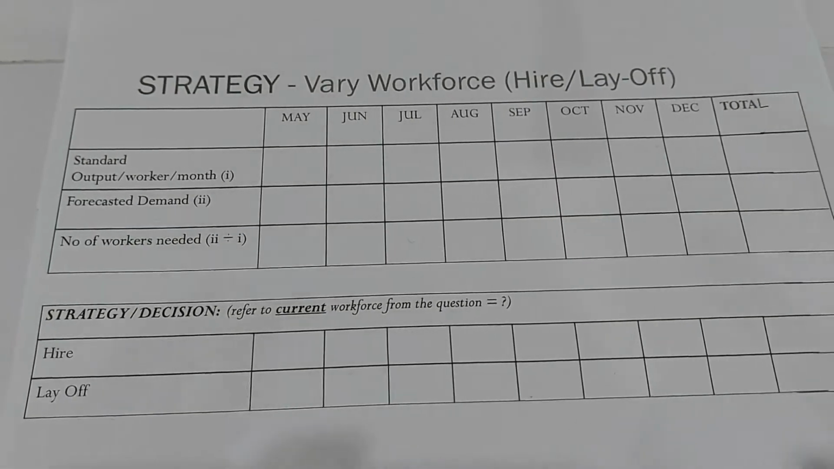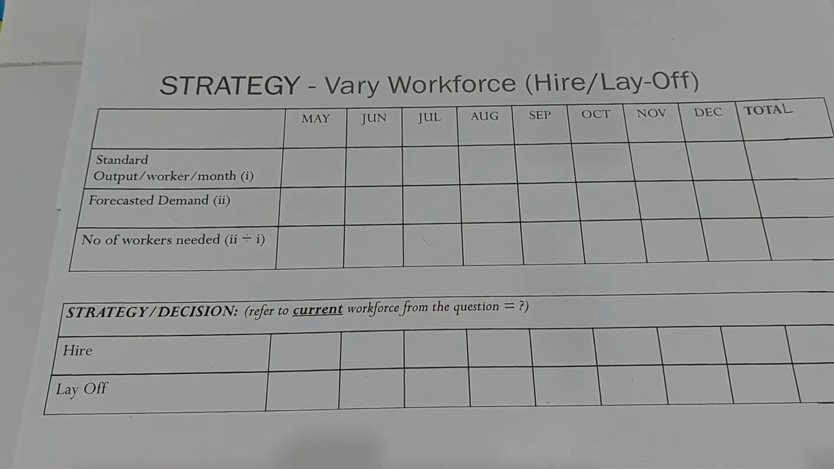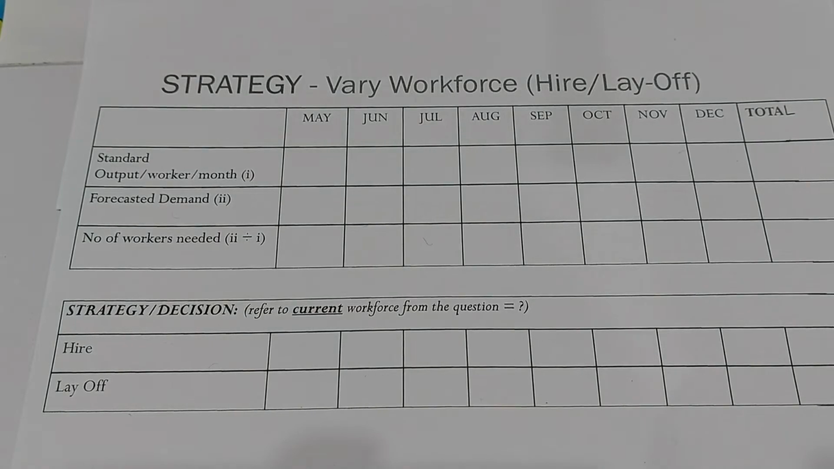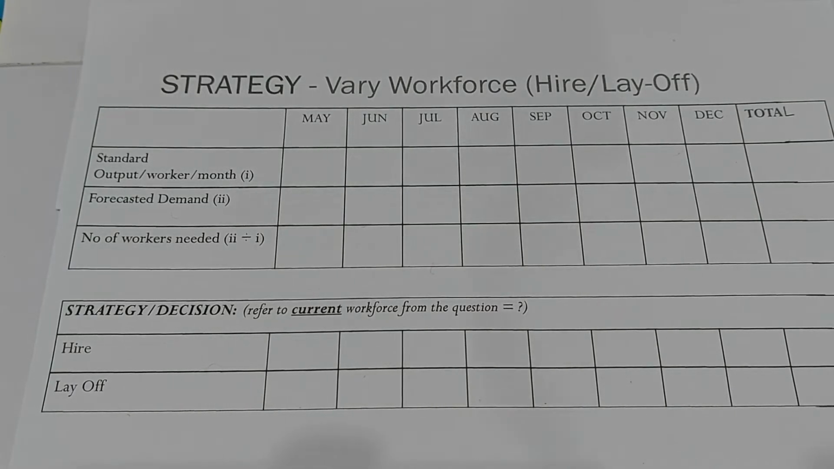Okay, now let's move to the example. I'm going to show you how to apply the variable force strategy in completing a full set of aggregate plan. So I've showed you the standard output calculation for example 10.7 and 10.8. Comparing these two examples, 10.7 is much easier. So I'm going to use this example. Please refer to example 10.7.